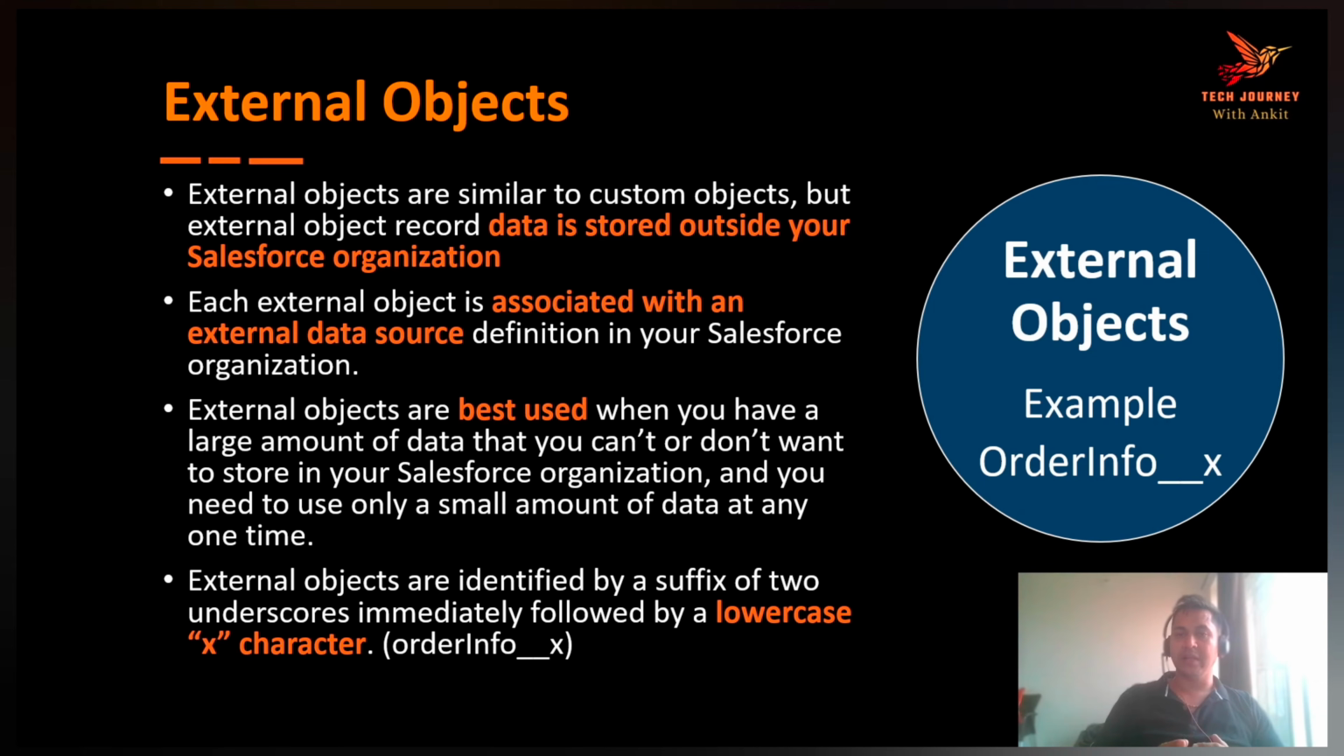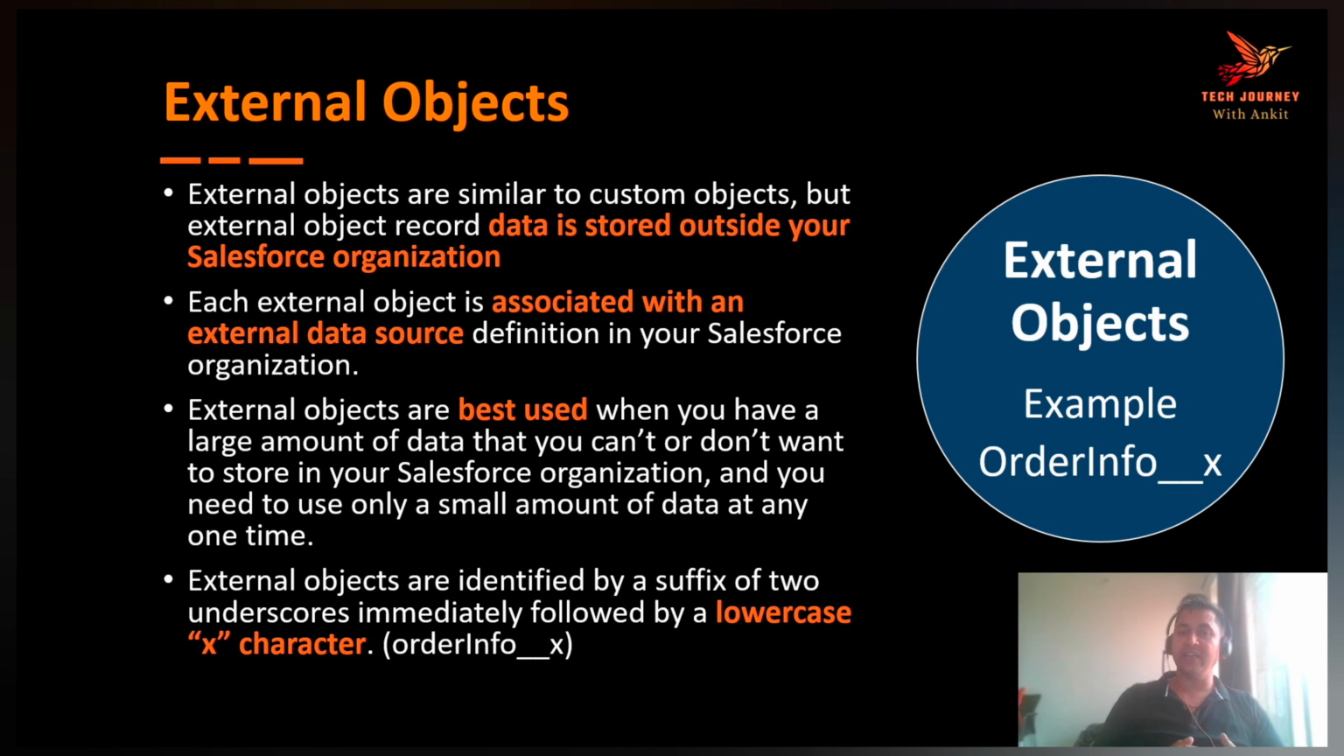External objects are recommended basically whenever there is a large amount of data that you want to access without even copying that data or storing that data inside the Salesforce org. Whenever you need to access only a small amount of data at one time, you should take the help of external objects rather than going and copying the complete records from the target system inside the source system. Take the external objects and process only a small amount of data at one time.